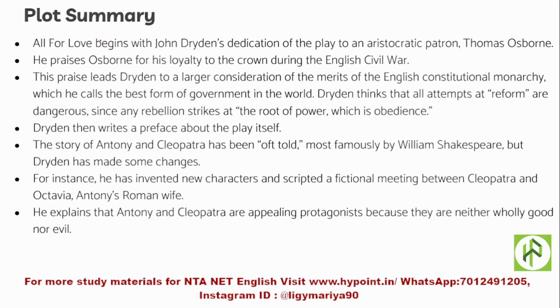All for Love begins with John Dryden's dedication of the play to an aristocratic patron, Thomas Osborne. He praises Osborne for his loyalty to the crown during the English Civil War. So Osborne was loyal to the English throne while the Civil War was happening.